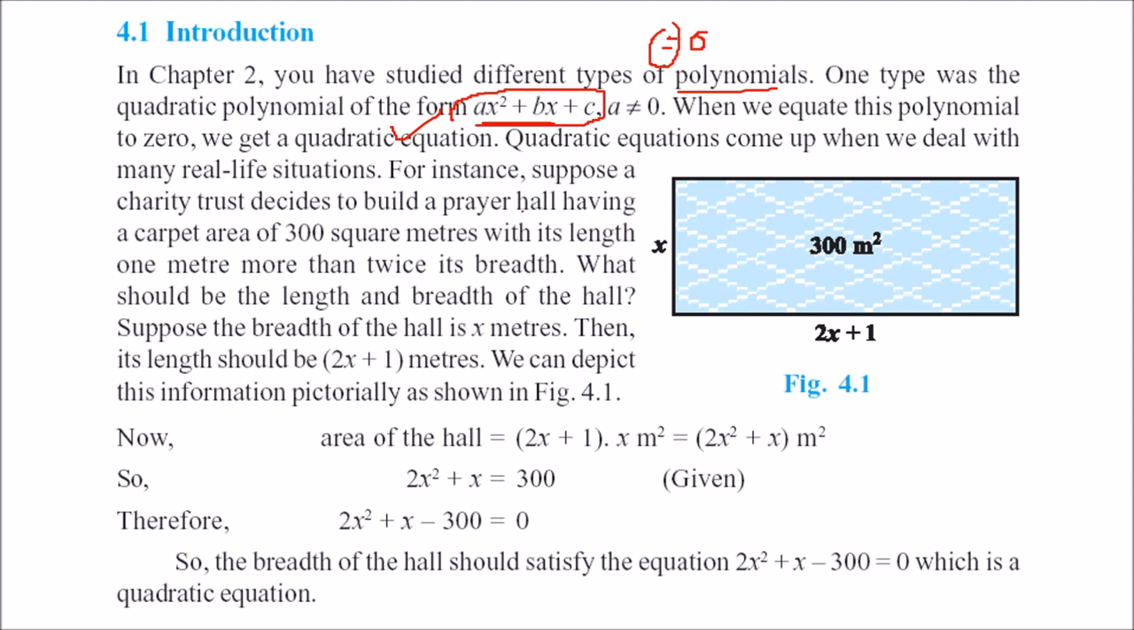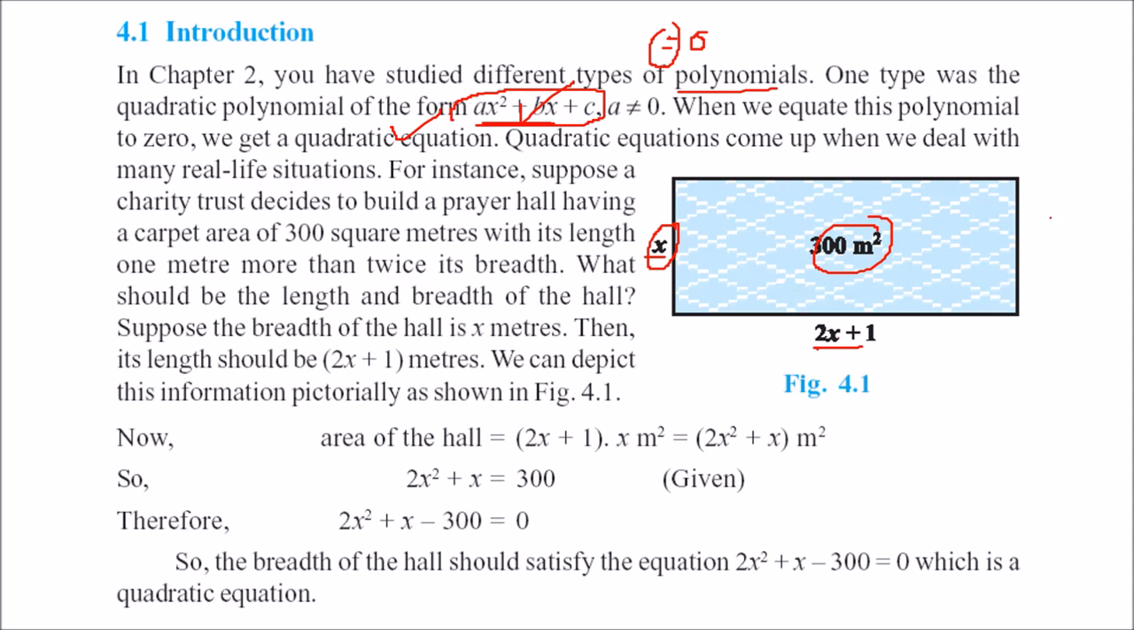Now various situations will come up, we'll see in the examples also, when this becomes very important. Just assume that a charity trust wishes to build a prayer hall having a carpet area of 300 meters square with its length 1 meter more than twice its breadth. If we take x as the breadth, the length would be 2x plus 1.